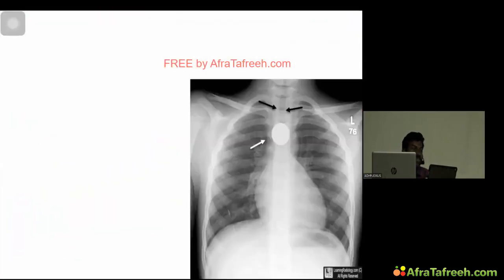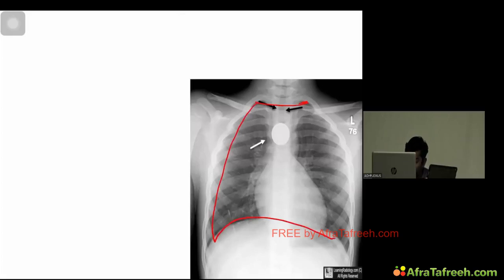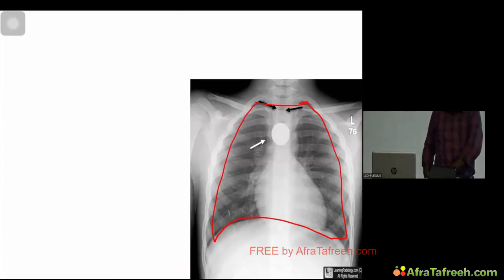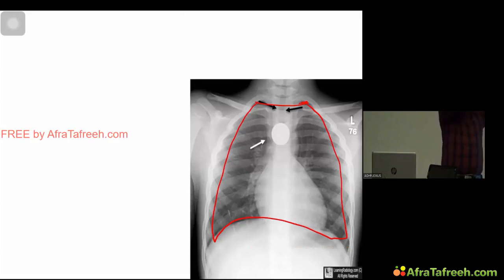Next we are going to come to another one, which is obstruction in the airway. So what is this one? A coin. This coin is within the thorax. Whether it is an intrathoracic obstruction or extrathoracic obstruction, it is within the thorax, so it is going to be an intrathoracic obstruction. Now imagine this as an airway. Here there is a coin.